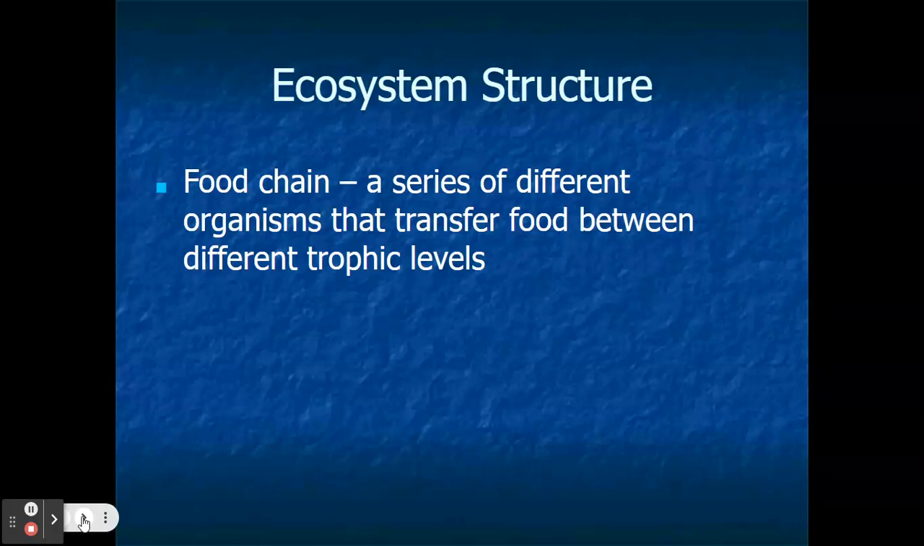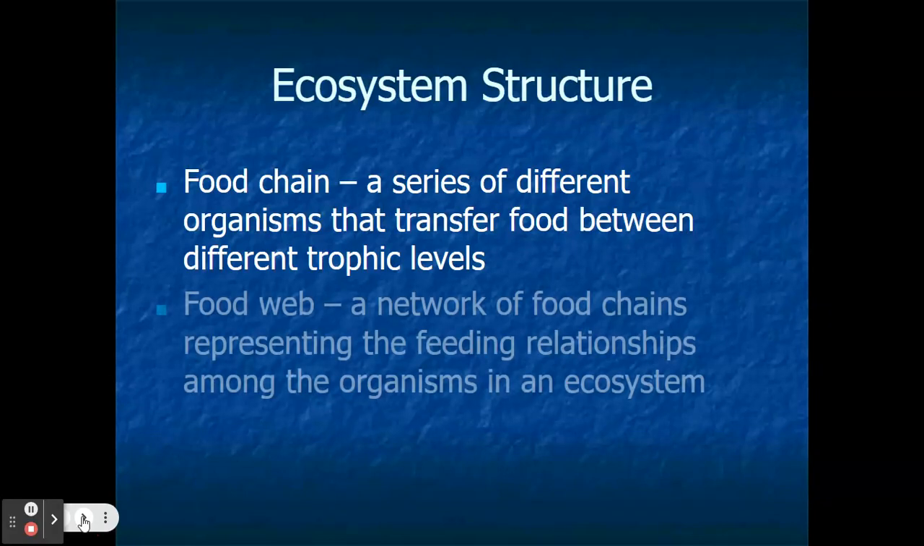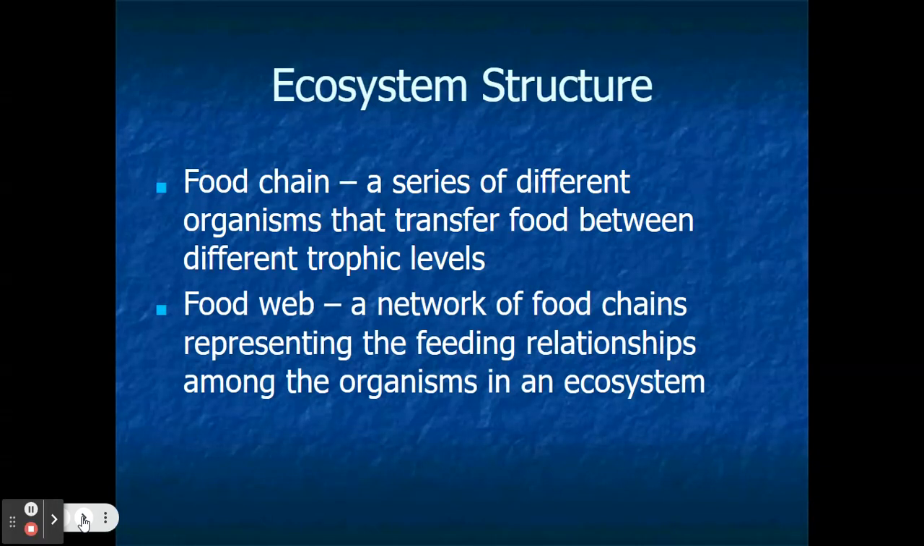And it goes all the way up until it meets a decomposer. Now, a food web is where I take multiple food chains that are located in one ecosystem, and I show how those food chains interconnect or cross over to show feeding relationships.